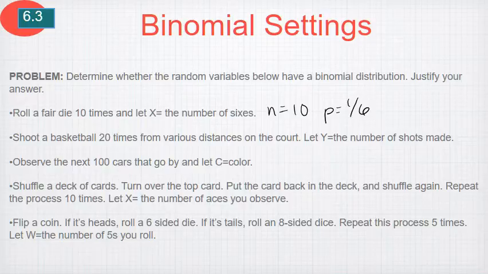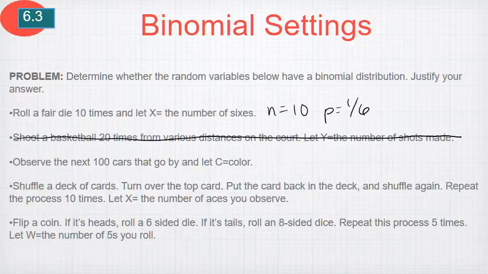Okay, so is there a set number? Yes, there are 20 trials. Awesome. Okay, success? No. In this case, the probability changes when we change from different distances of the gym, right? So this is not binomial. Goodbye this example.